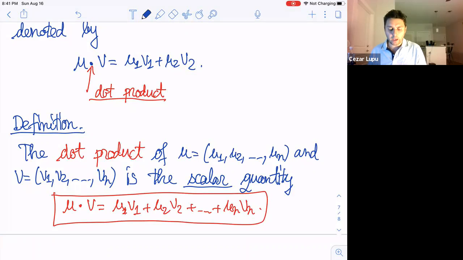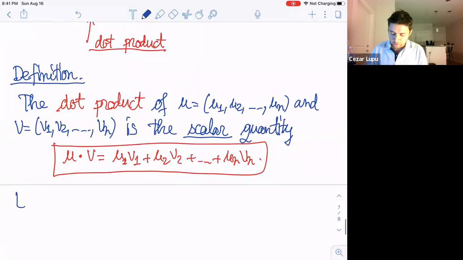And let me give you a quick example before we go on with the properties of this. The example, let's say example 4.